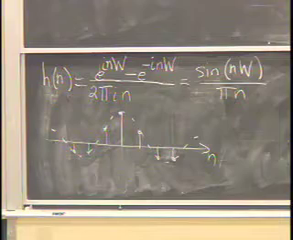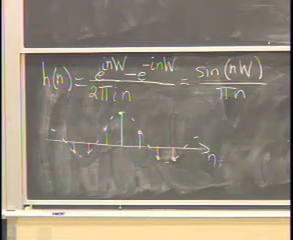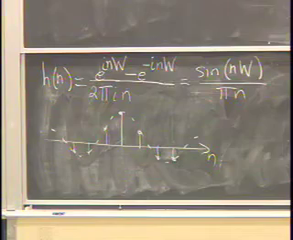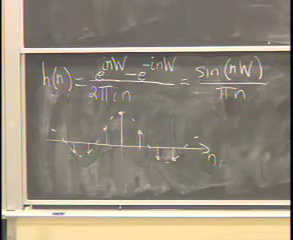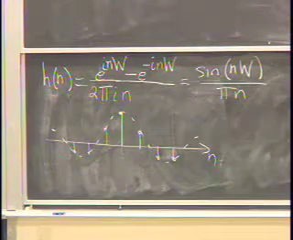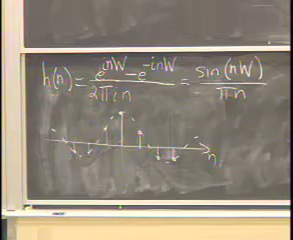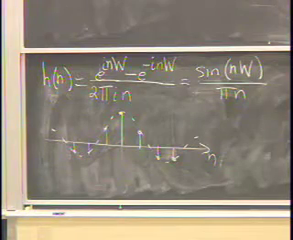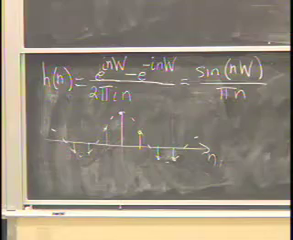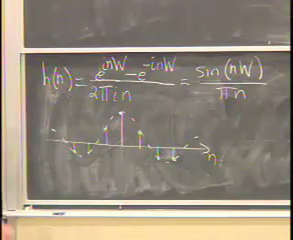What happens when w goes to pi? What's happening in the frequency domain? I'm stretching it, right? What do you expect is going to happen in the time domain? It's going to shrink. So when w becomes pi, what have you got here?